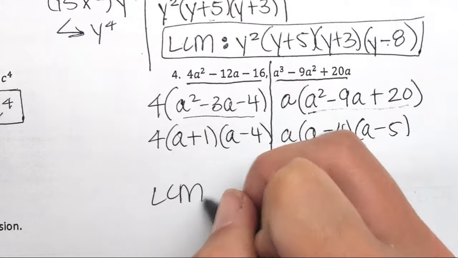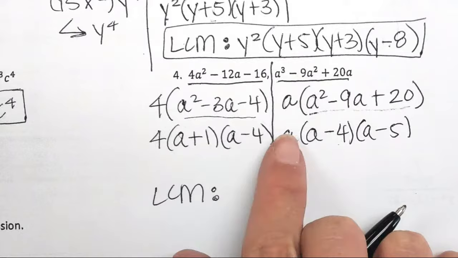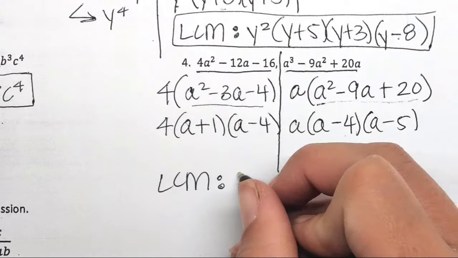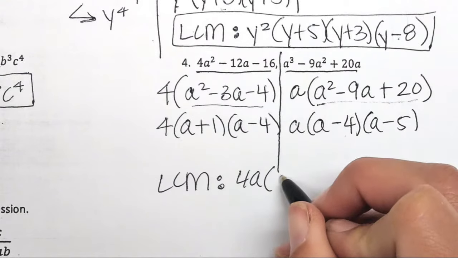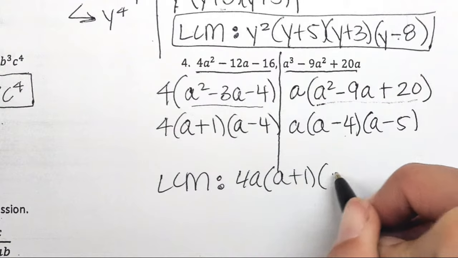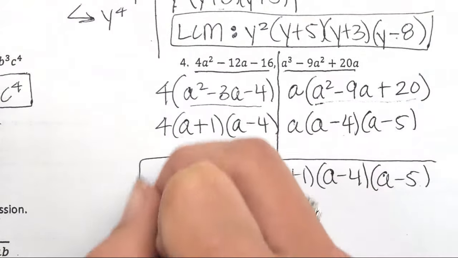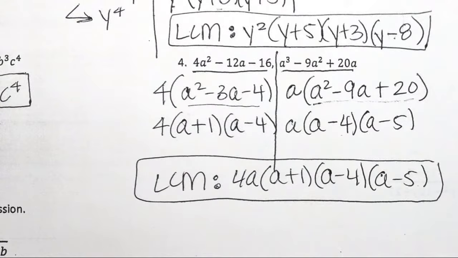So for my LCM, I just include one of everything. And I can start with this 4 and this A, combining them since they're out front. So I could write, what? 4A times, what will I need? A plus 1, A minus 4, and A minus 5. That's it. So that was just finding the LCM. So on your study guide, I think there's 2 questions just like this. Alright, any questions about finding the LCM or what it is?